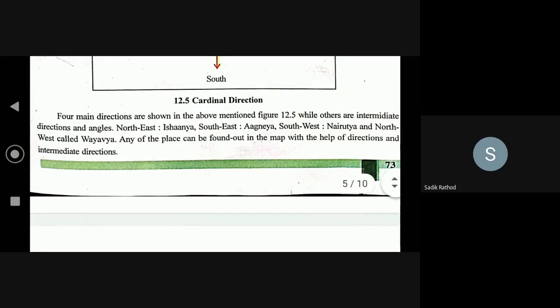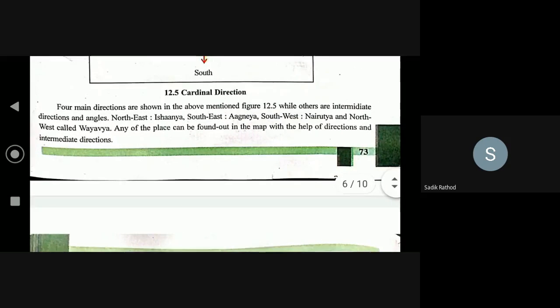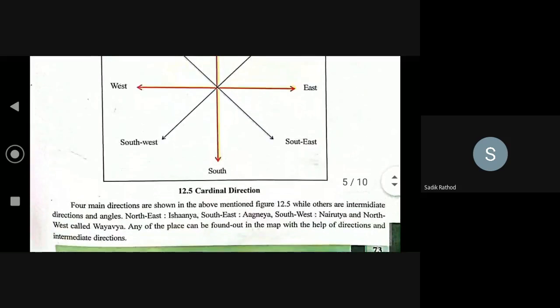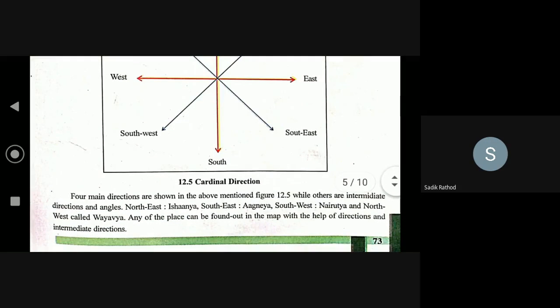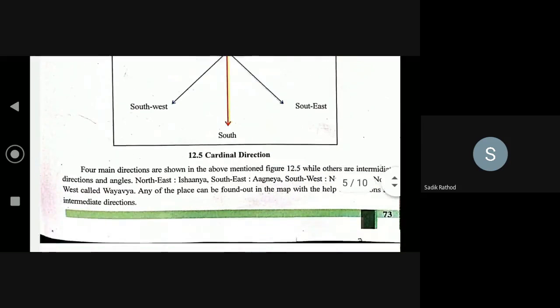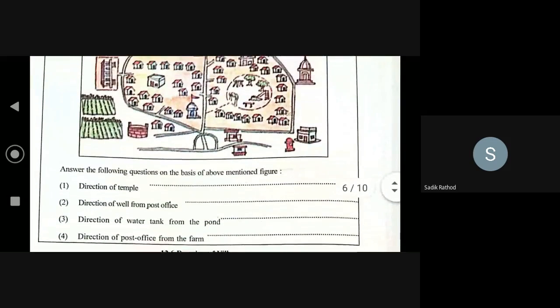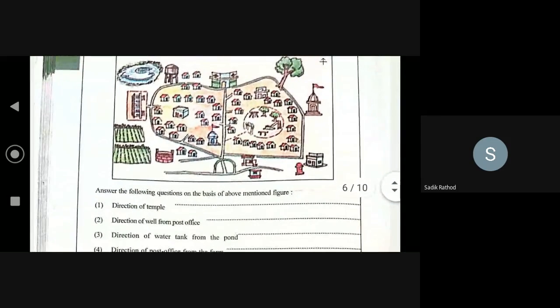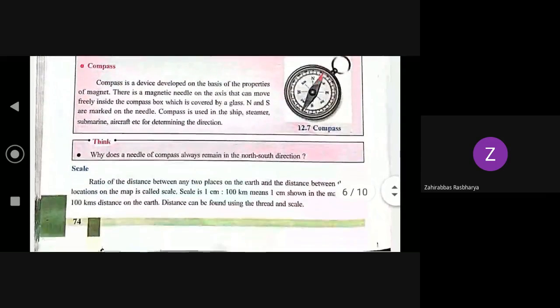Is it clear? Any place can be found on the map with the help of directions and intermediate directions. ये जो भी intermediate directions है, चाहे वो वायव्य हो, अग्नेय हो, या फिर नैऋत्य हो, हम इन डायरेक्शन से कोई भी प्लेस इंडिकेट कर पाएंगे. Okay, this map we had done in 5th standard, remember? Yes, ma'am. Now we will see about compass.